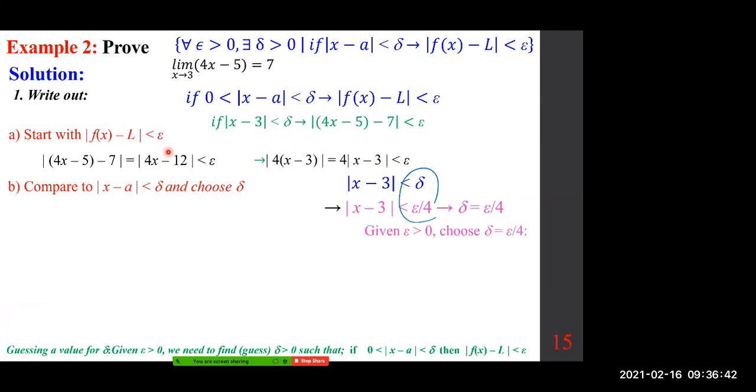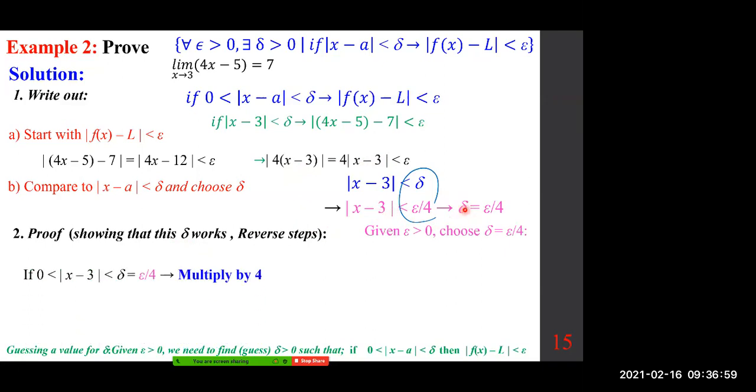Now we are going to do the proof by showing that this delta works by reversing the process, okay? Reversing the process. How? Start with this. If absolute value of x minus 3 is less than what? Delta, and we are choosing delta to be epsilon divided by 4. Okay, we start from here. Now let's multiply by 4. What happens? Now this is epsilon. Now what is this? I can take the 4 inside, I get 4x minus 12.